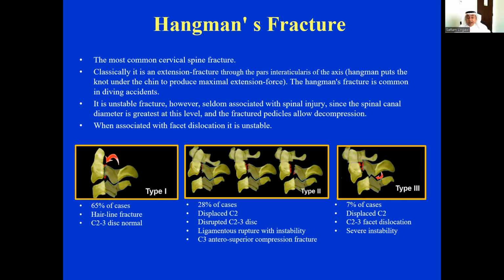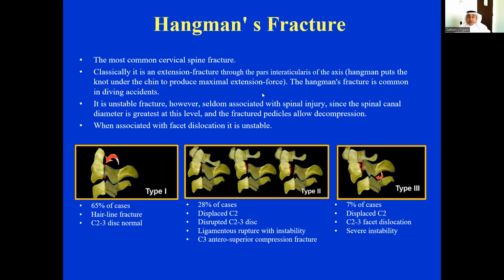The lack of neurological deficit in Hangman fracture is primarily because of the large diameter of the spinal canal and the decompression that occurs with the fracture itself. So the spinal canal is decompressed. Type 3, which is the least common, is basically same findings as type 2 in terms of the tilt and the displacement of the vertebral body with the disruption of the intervertebral disc. However, it is associated with a facet lock.